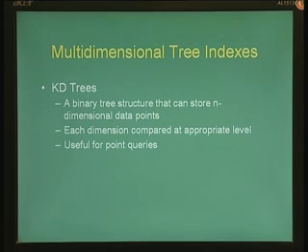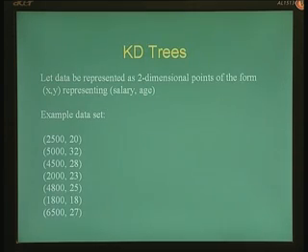Another kind of multidimensional index is what is called KD trees, which is again used for efficiently answering point queries in a multidimensional data space. We shall not be looking into KD trees in more detail. Let me just explain KD trees by an example.